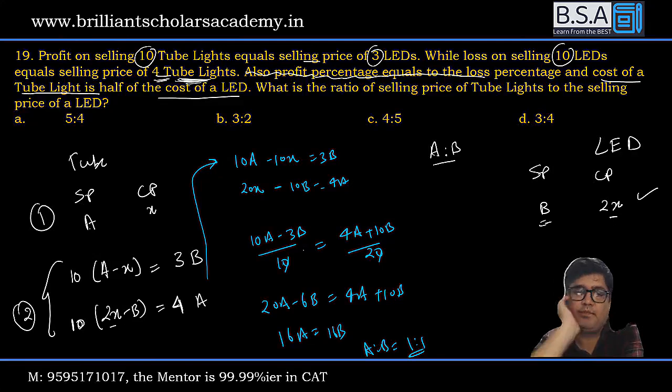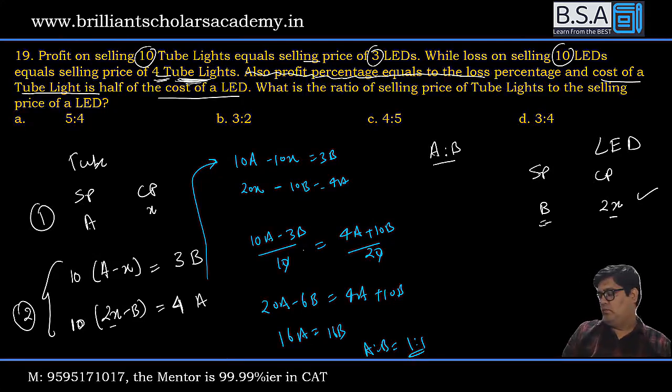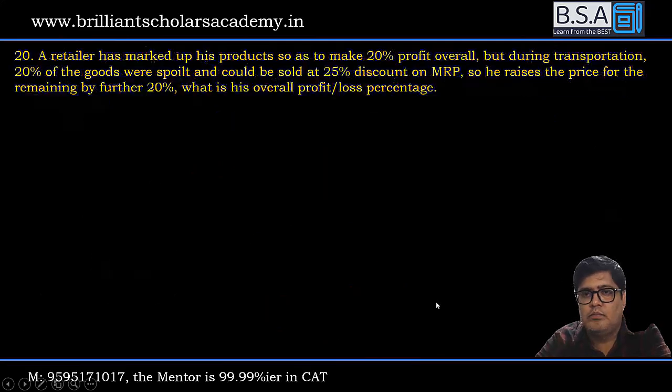Check calculation. 10 times of the profit on this is equal to 10 times of the loss on this. 10 times will be 2x minus b, and this will be 10a minus 10x. One by one. Try this.